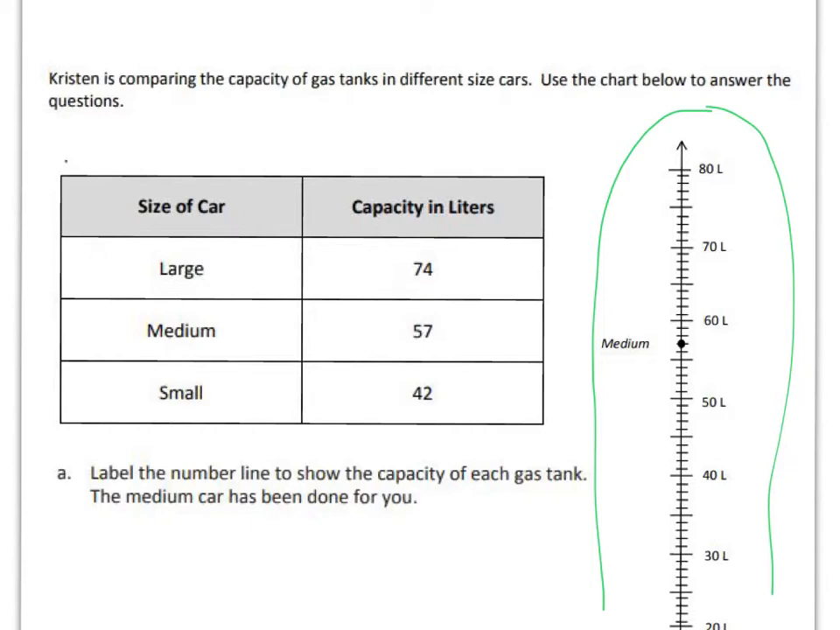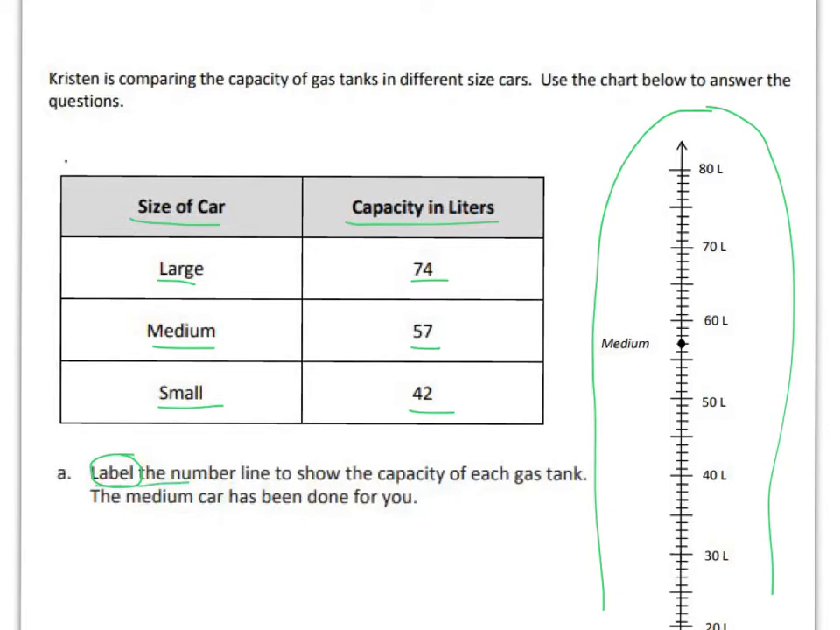So let's read this question. Kristen is comparing the capacity of gas tanks in different size cars. Use the chart below to answer the questions. So I see size of car and capacity in liters. Large, medium, small. And then the capacity in liters is 74 liters, 57 liters, 42 liters. Label the number line to show the capacity of each gas tank. The medium car has been done for you.